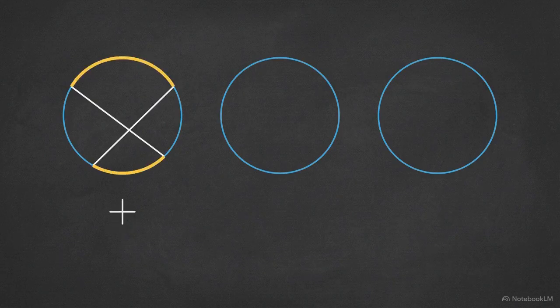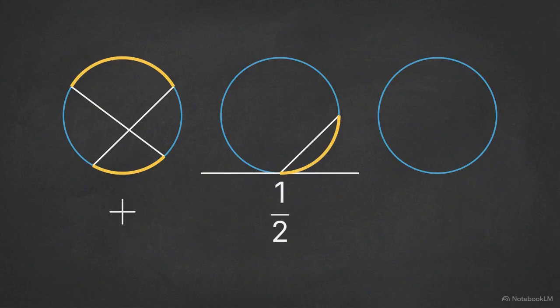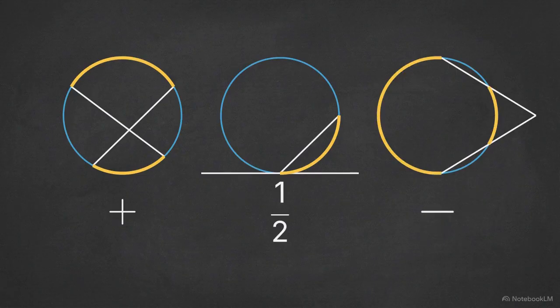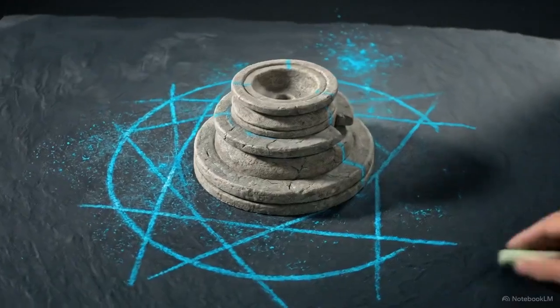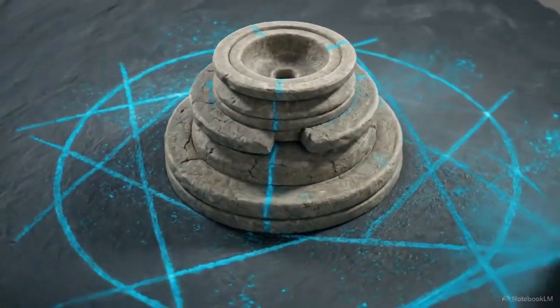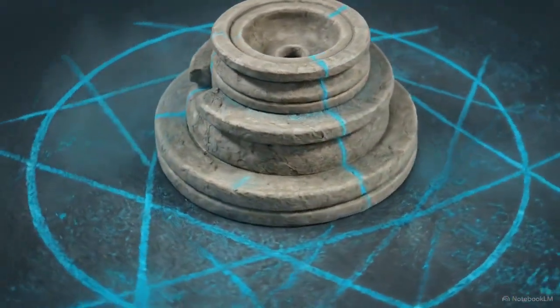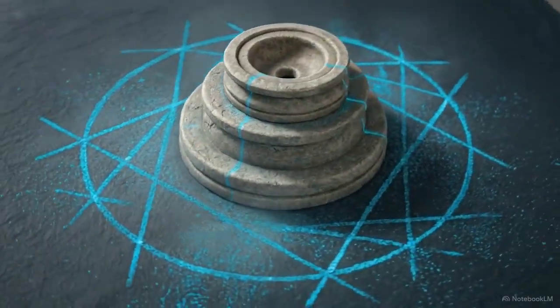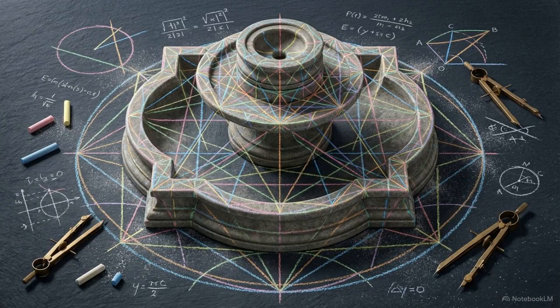This split screen tracks the complete logic. If the vertex is inside, sum the arcs and halve. If the vertex is exactly on the edge, halve the single arc. Completely outside, find the difference between arcs and halve. Every angle and intersection around this shape is governed by its spatial orientation to the boundary. The circle is a predictable system, dictating exactly how physical lines and abstract numbers must behave.